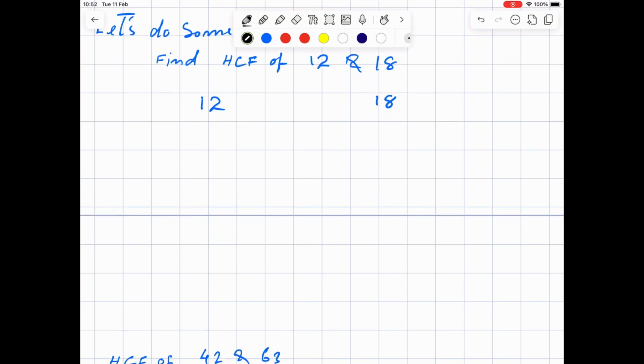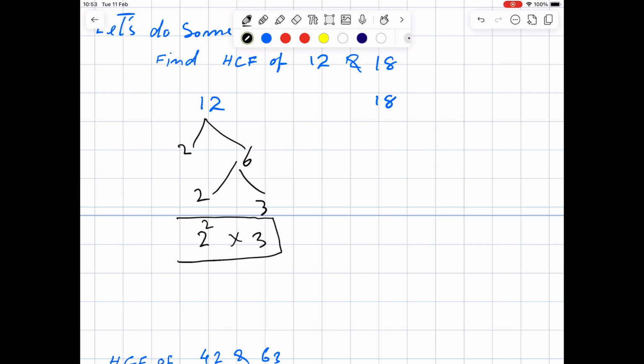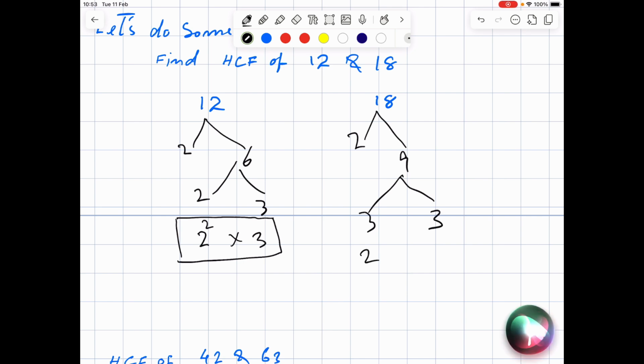Let's do some examples. Find HCF of 12 and 18. 12 is an even number, so 2, 6, and 3, and 2. So the prime factors are 2 squared times 3. And prime factors for 18: even number, divided by 2 gives us 9, divided by 3 gives us 3, so we have two 3s. So 2 times 3 squared.